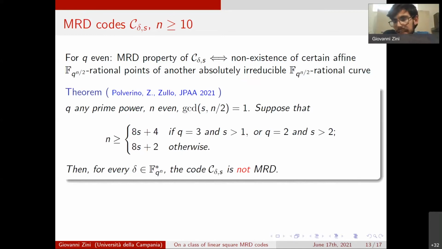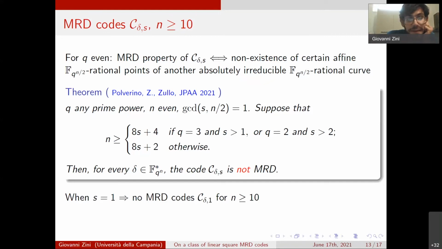Summing the odd and even cases together, we ended up with this result that states that when n is big enough with respect to S, then the code for any non-zero delta is not MRD. So for n at least 10, this is a very different situation from the cases n equals 6 and n equals 8, when we actually had MRD codes in this family.